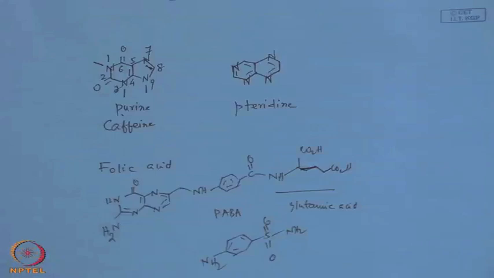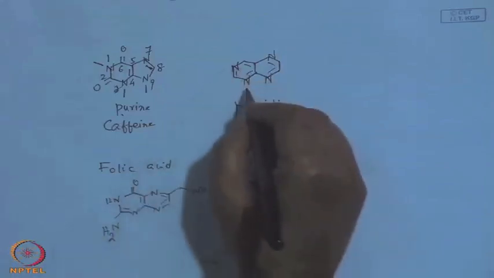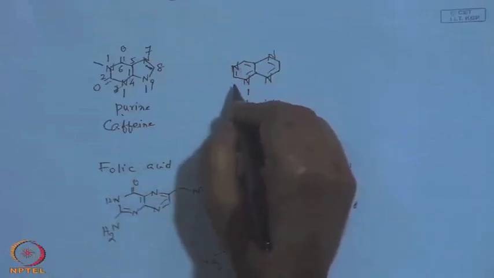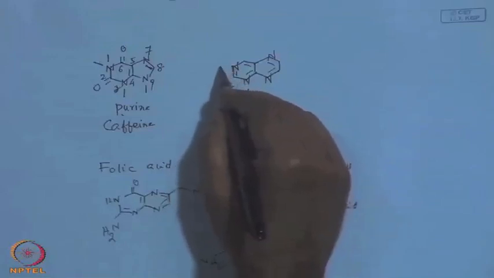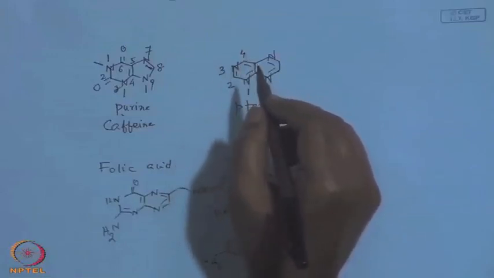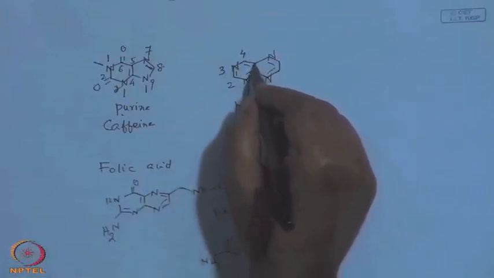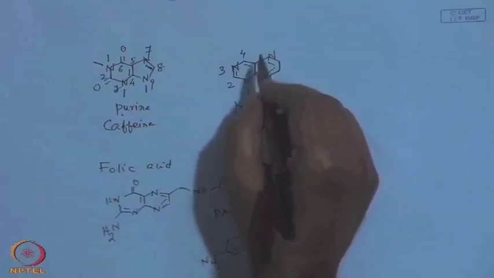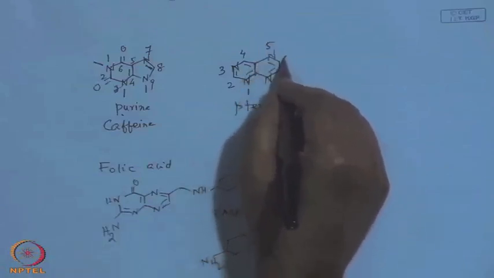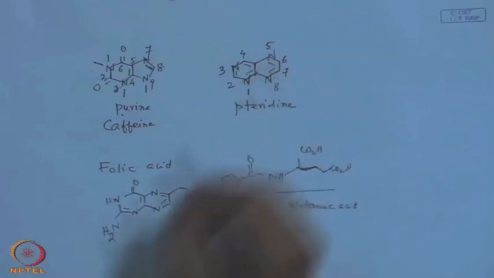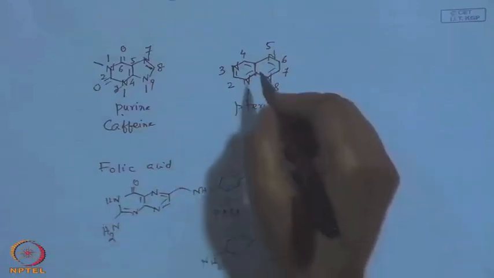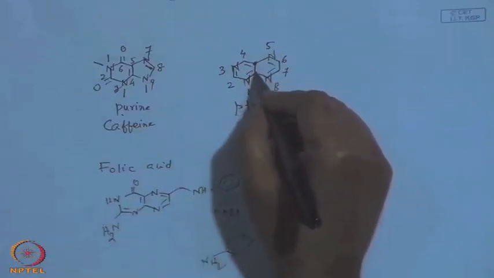In the case of pteridine, it is different. Pteridine is 1, this is 2, this is 3, 4, and mind it, these fusion points are not numbered; then 5, 6, 7, 8. Then the carbons. Then what are the numbers of these?